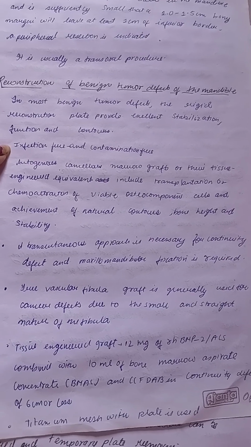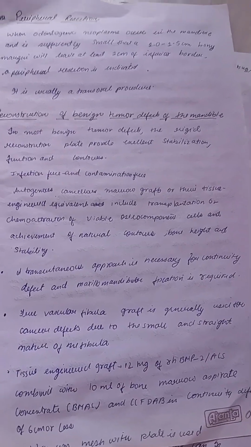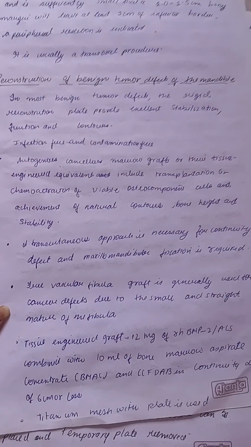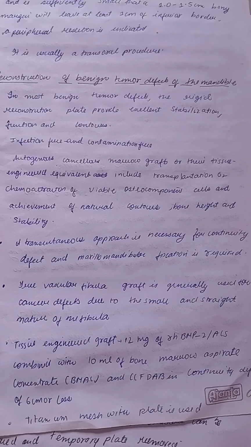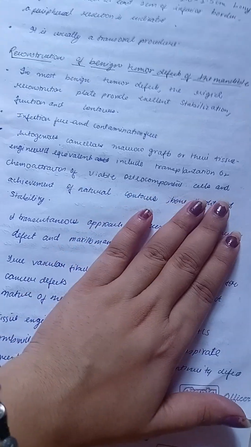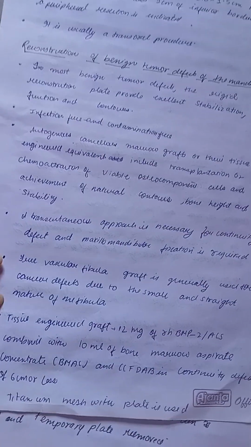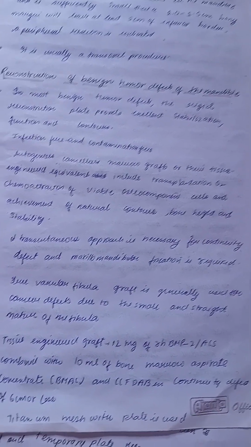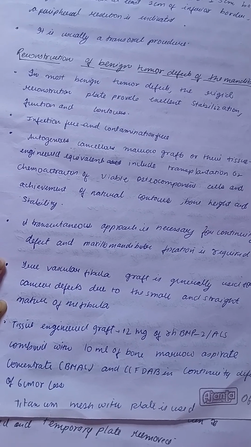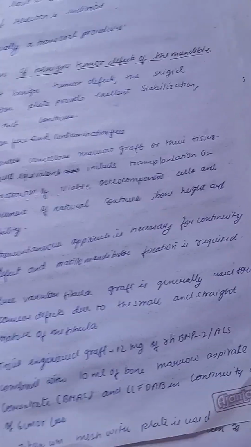If a transcutaneous approach is necessary for a continuity defect and maxillomandibular fixation is required, we have seen this in the previous class. Now autogenous cancellous marrow graft use करें because it includes chemotraction of viable osteocompetent cells and achievement of natural contours, bone height and stability. Free vascular fibula graft is generally used for cancer defects due to the small and straight nature of the fibula. So we mainly use free fibula graft for cancer defects.